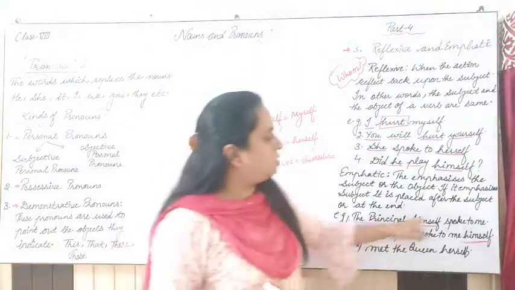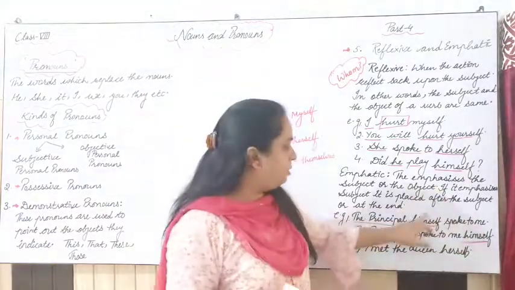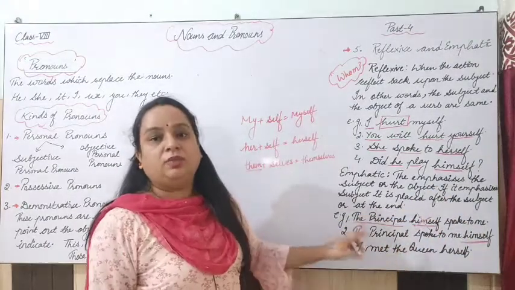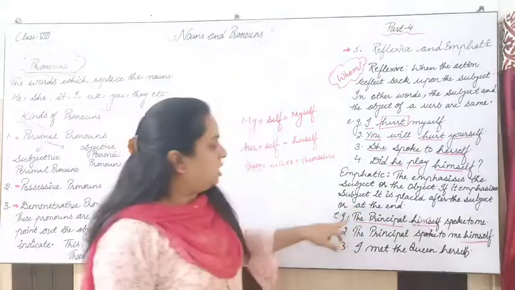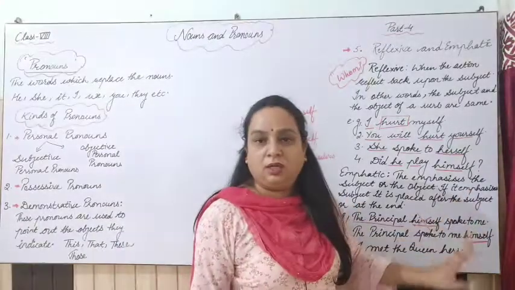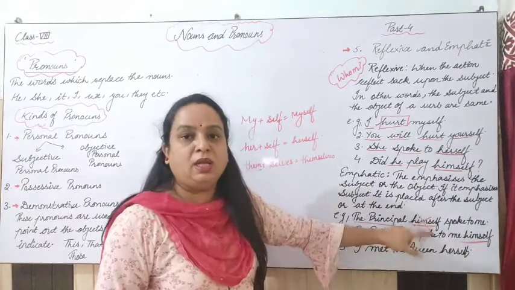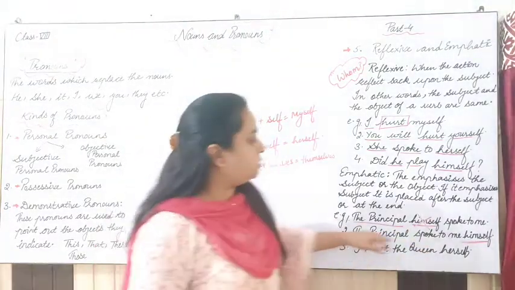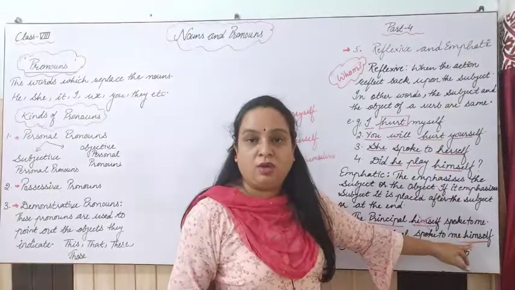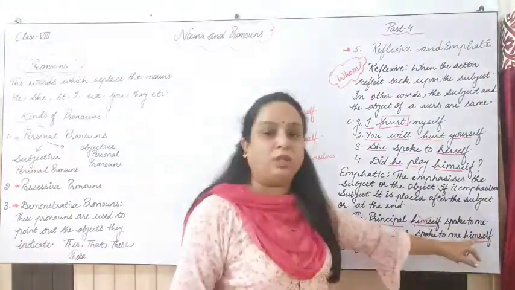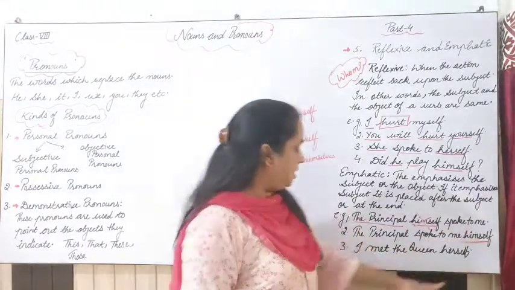The principal himself spoke to me. If you remove the word himself from here, you will get the complete meaning. The principal spoke to me, right? There is no meaning in writing this word. So, the principal himself spoke to me. The principal spoke to me himself. Here it is at the end. If you remove this here, that is still a sentence.